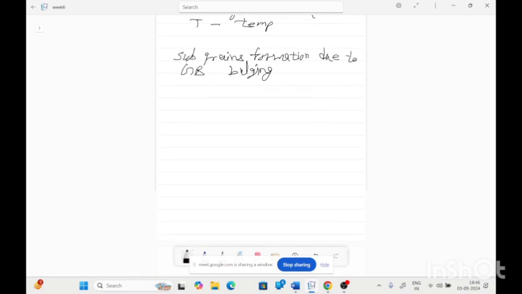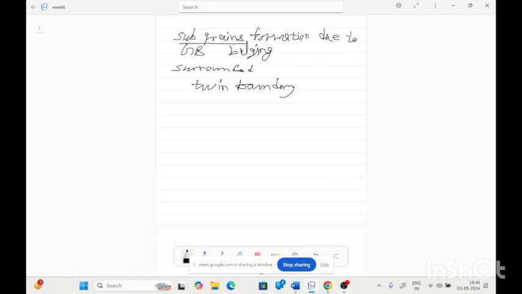And these subgrains are also surrounded by some type of boundaries. Means how the subgrains are formed. If subgrains are formed because of the formation of the twin boundary, for subgrain boundaries.